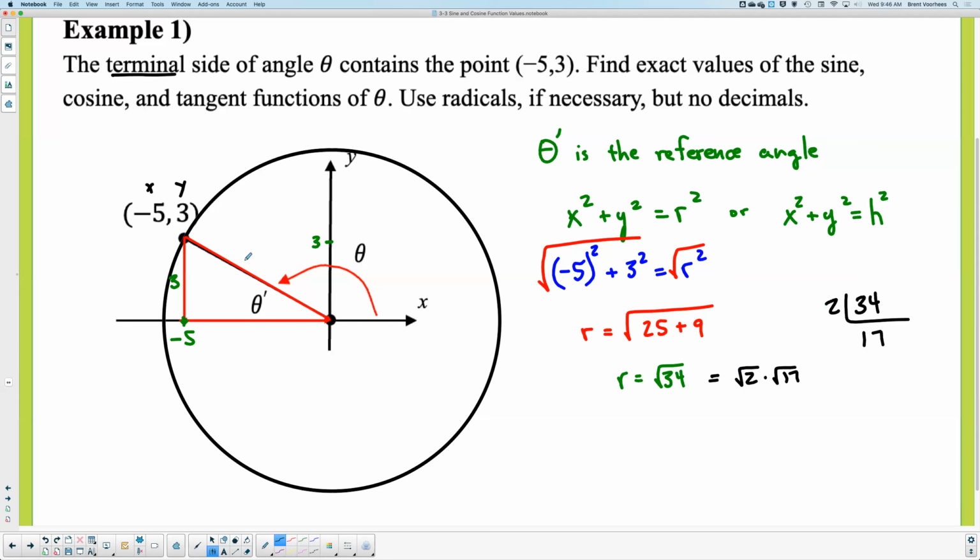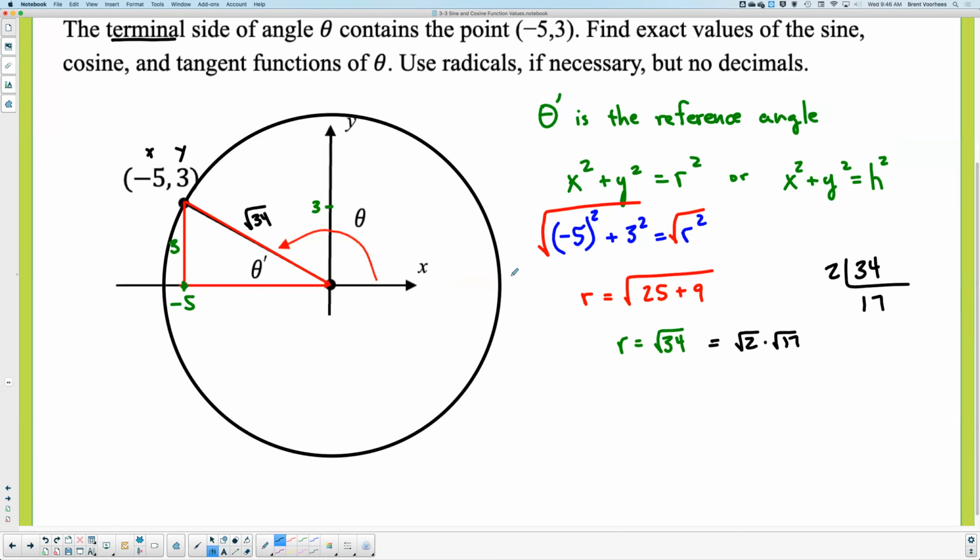R is the square root of 34. You will see some today that do reduce. This one does not. Now that we found that, now that I've introduced all these extra little topics, we can now just write our answers. So, sine. It says first find sine. Well, the sine of theta, sine is what letter again? Sine is y. It's going to be 3 divided by square root 34.